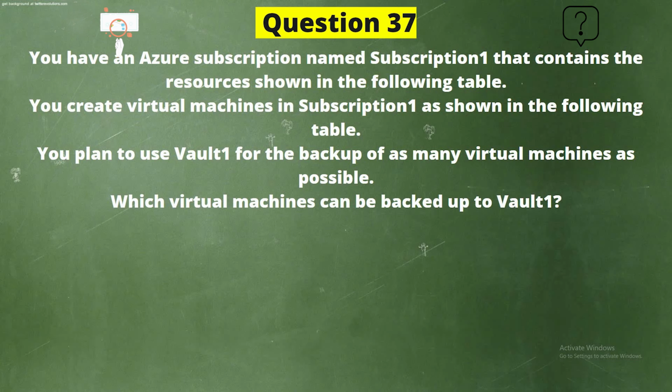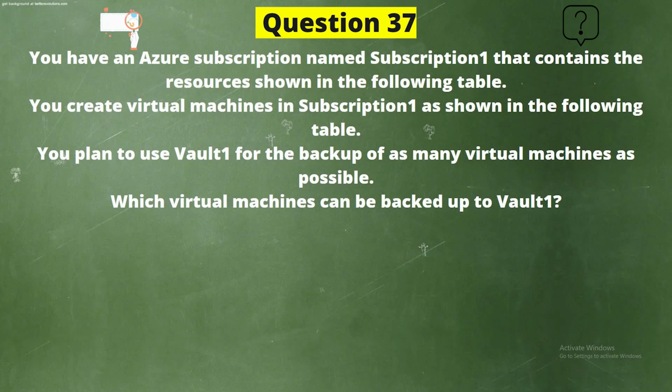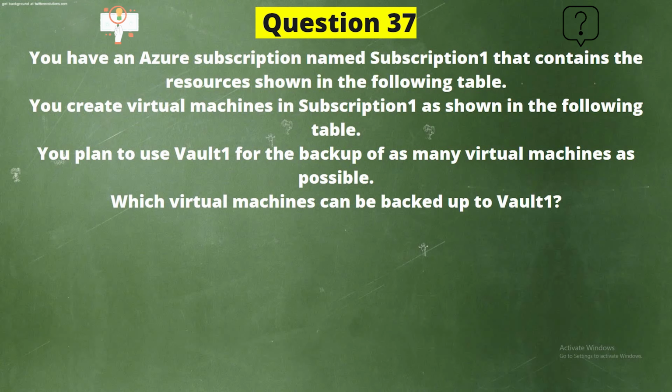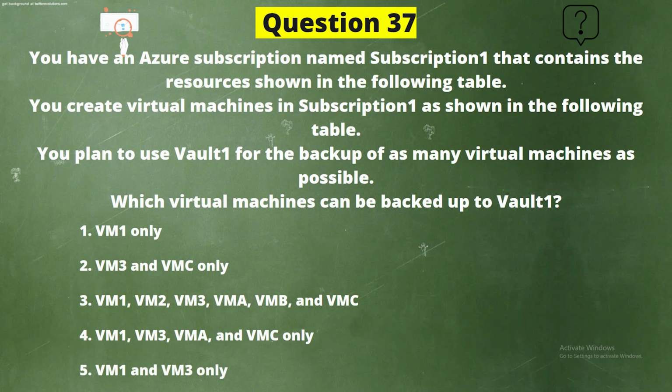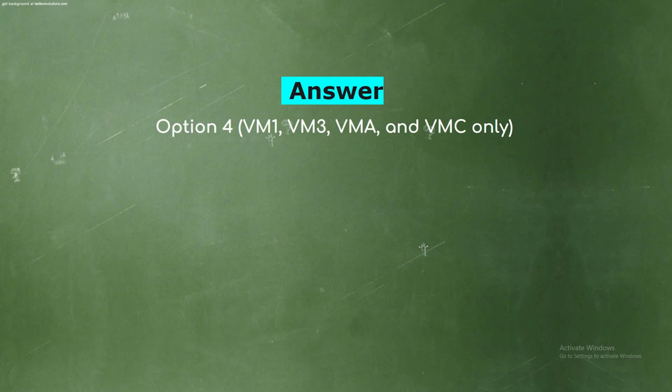Next question. You have an Azure subscription named Subscription1 that contains the resources shown in the following table. You create virtual machines in Subscription1 as shown in the following table. You plan to use Vault1 for the backup of as many virtual machines as possible. Which virtual machines can be backed up to Vault1? Now, here are the options. Option 1, VM1 only. Option 2, VM3 and VMC only. Option 3, VM1, VM2, VM3, VMA, VMB and VMC. Option 4, VM1, VM3, VMA and VMC only. Option 5, VM1 and VM3 only. And the right answer is option 4, VM1, VM3, VMA and VMC only.